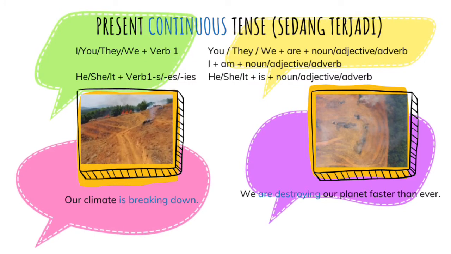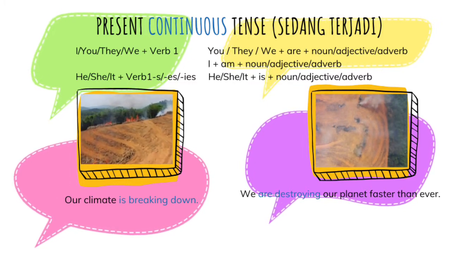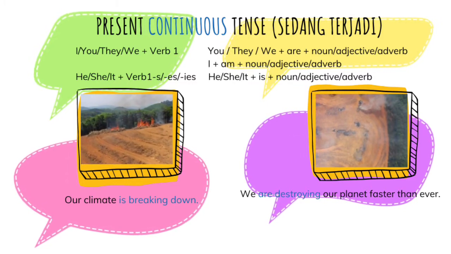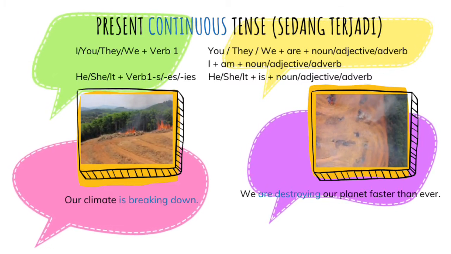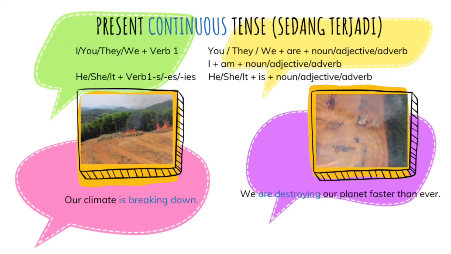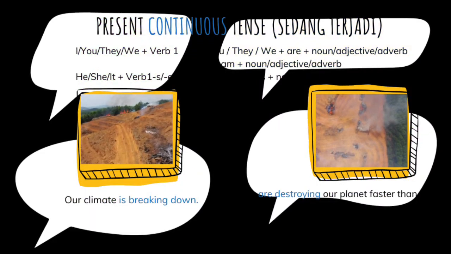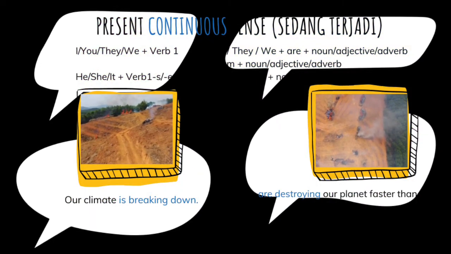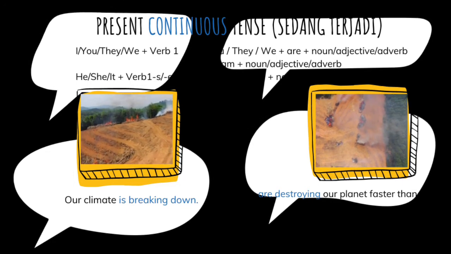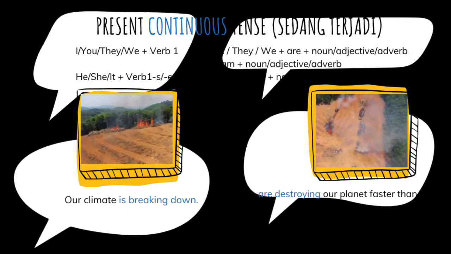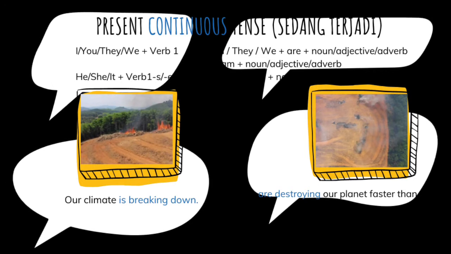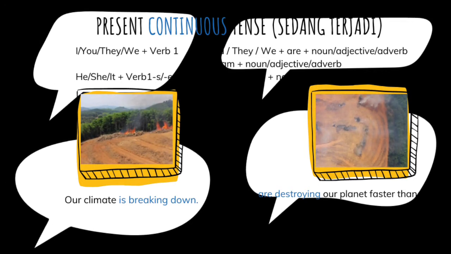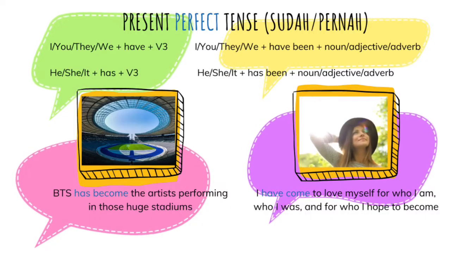This is the example of present continuous tense. It means that something or an action is happening right now. Look at the pattern. Subject plus to be is, am or are, plus verb 1 plus ing. As you can see from the examples, we have is breaking down. Our climate is breaking down: is to be, followed by verb 1 plus ing.